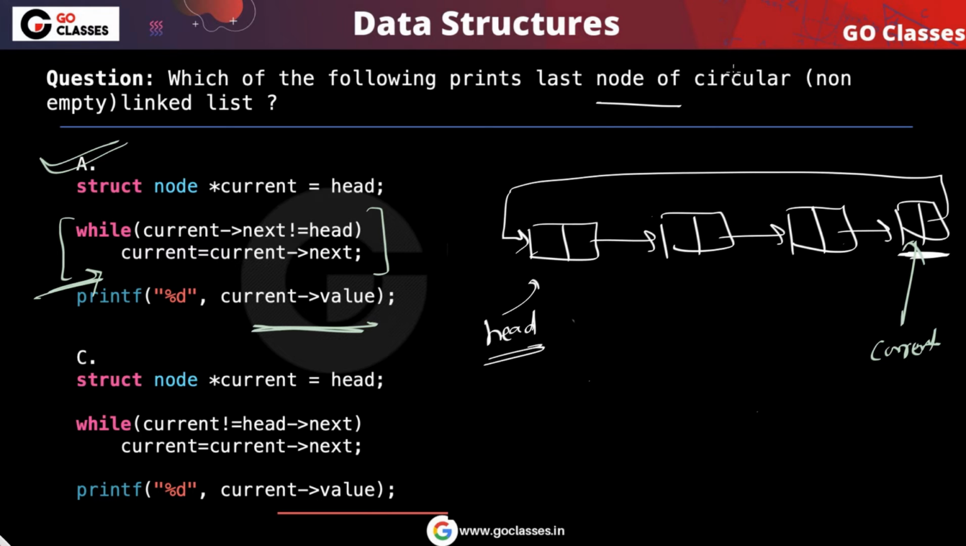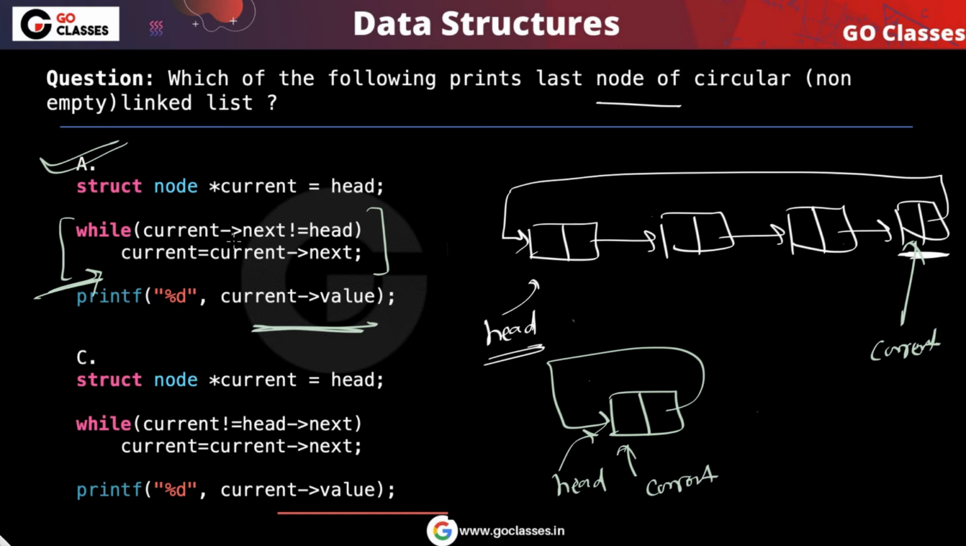Now see, this is not having 0 node, so it may have 1 node. So let me quickly check what if there is only 1 node. So head is pointing here, right? And what if there is only 1 node? So this kind of circular linked list, suppose you have. So current will be pointing here, and if there is only 1 node, current next is actually equal to head, right?